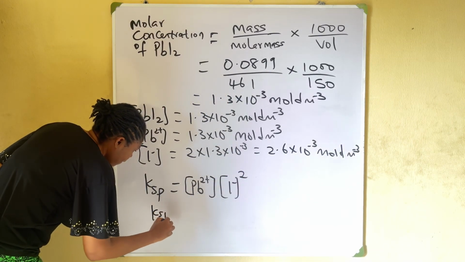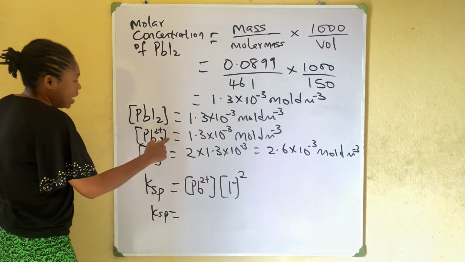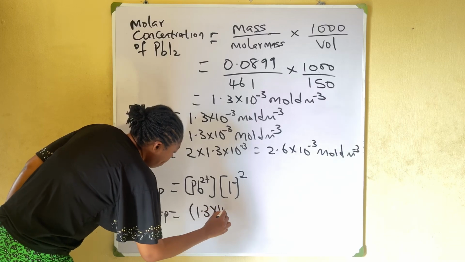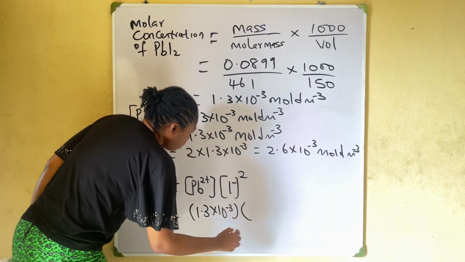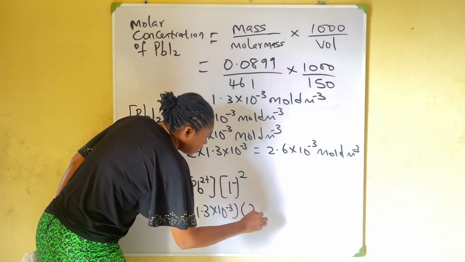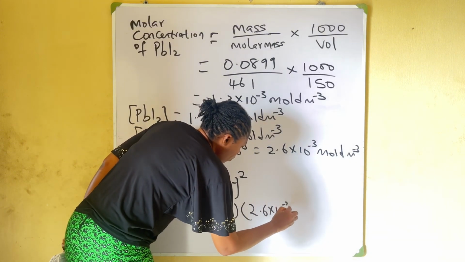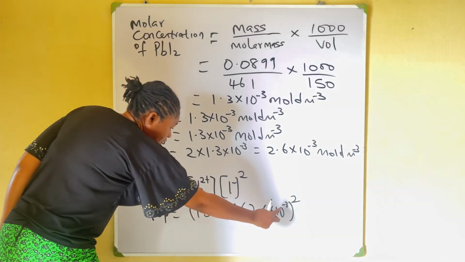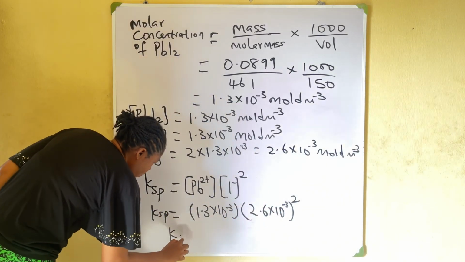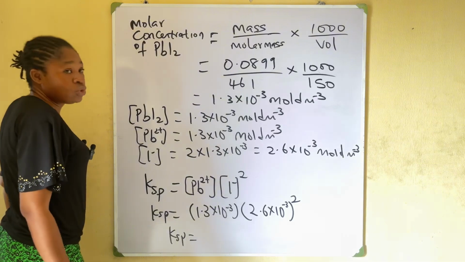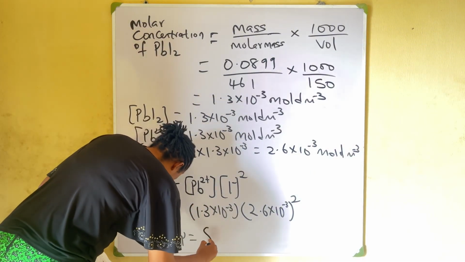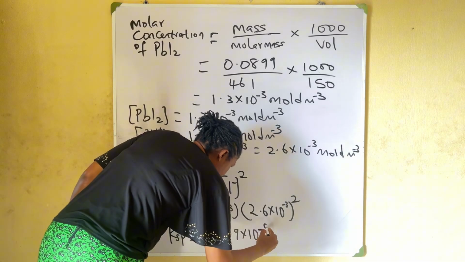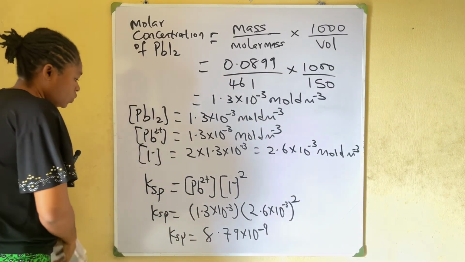So Ksp. The molar concentration of lead 2 ion is 1.3 times 10 raised to the power minus 3, times the iodide ion concentration, 2.6 times 10 raised to the power minus 3, squared. So by the time you square this and multiply by this, Ksp for lead 2 iodide is going to be 8.79 times 10 raised to the power minus 9. So this is the value.